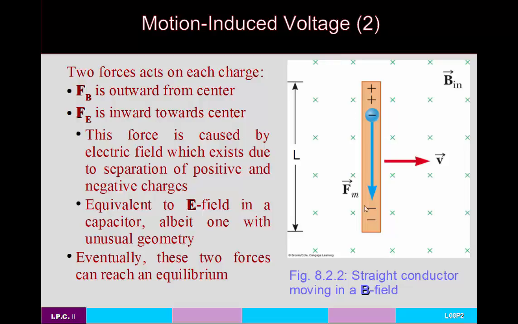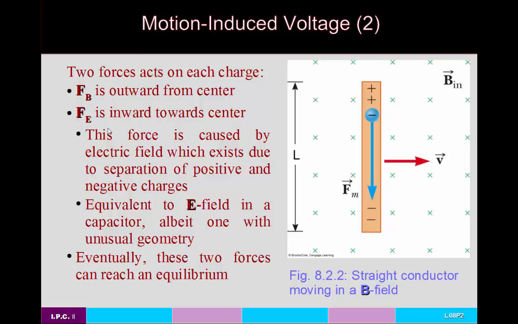When this happens, there are basically two forces which can act on any given charge carrier. One is the force due to the magnetic field, and it's going to be basically outward from the center of the conductor. The other is going to be the force thanks to the electric field that has been produced, which is going to be inward towards the center. Given that all the charges are basically along the edges, inward towards the center for a positive charge just means down. Outward just means up in this diagram, and then vice versa for the negative charges.